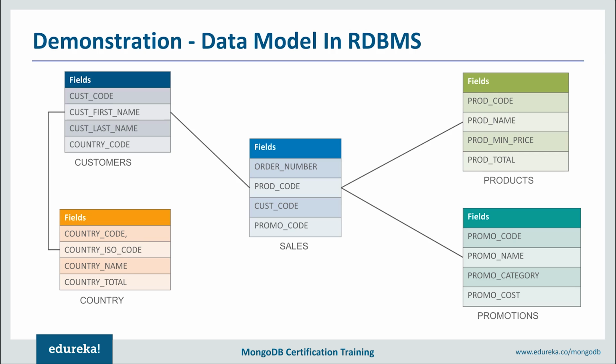But if I go with the embedded model, I don't need to do all this. Simply I can keep everything in a single document if I go with the embedded. Otherwise, I can go with the reference model. In the embedded document, you can see that everything I keep in a single document itself.